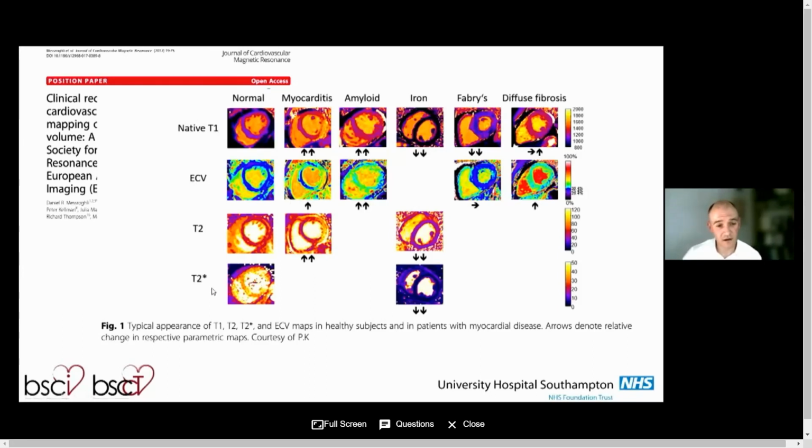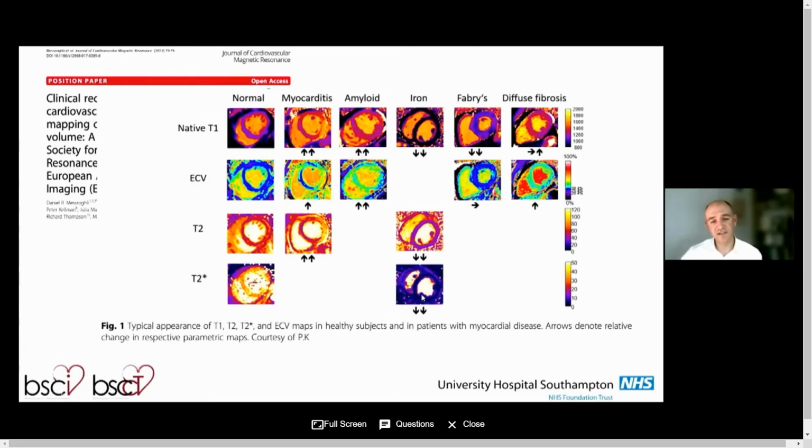T2 star, another physical parameter, but we know that this is significantly shortened and reduced if there's any evidence of iron deposition, particularly in patients who have hemochromatosis, or those patients who have regular blood transfusions for chronic anemias. And you can see here diffusely low parametric T2 star times in a patient with iron deposition.